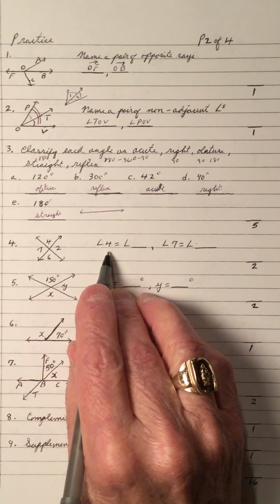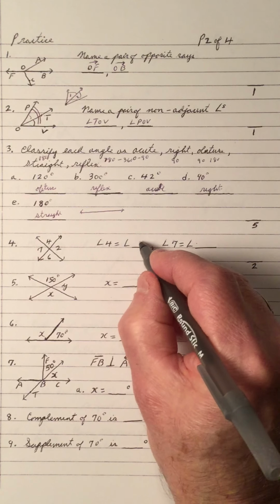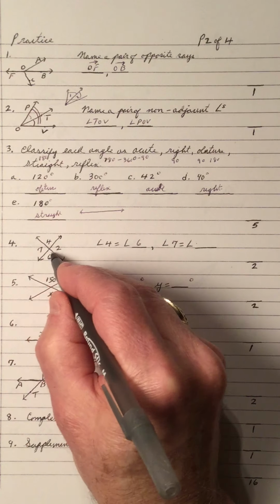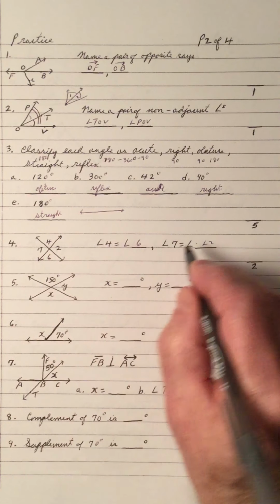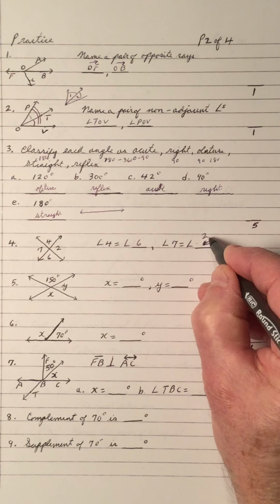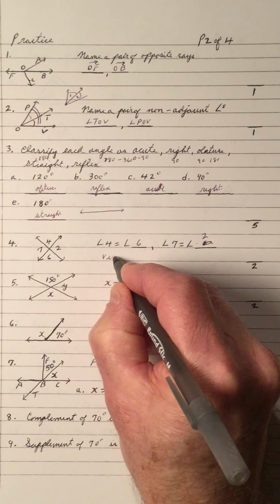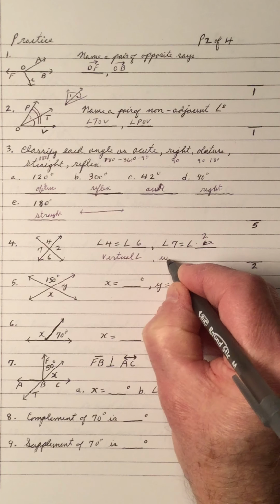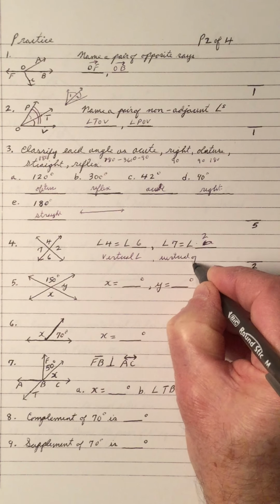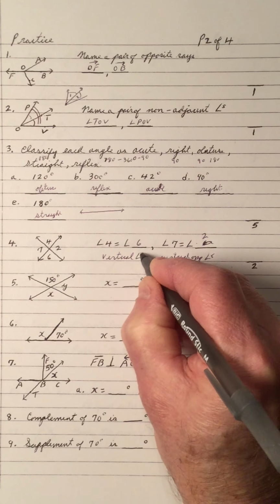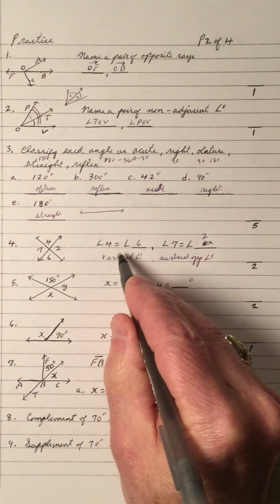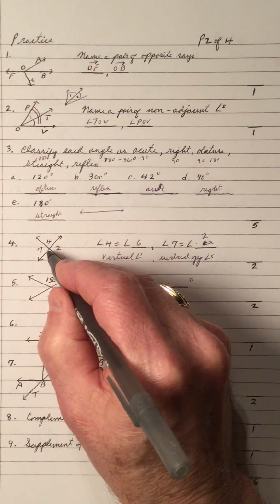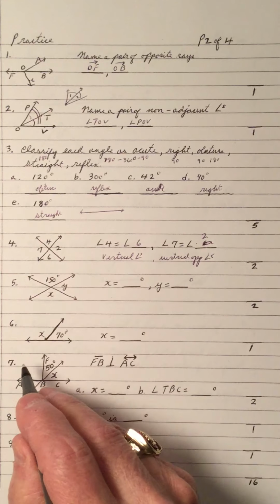Number 4, angle 4 is equal to angle 6. Vertically opposite angles are equal. And angle 7 is equal to angle 2. So they're called vertical angles, or I have a tendency to call them vertically opposite angles. That's what you'll hear me say. The books say vertical angle. I'm used to saying vertically opposite angles because they're the angles across the vertex. 4 equals 6, 7 equals 2.